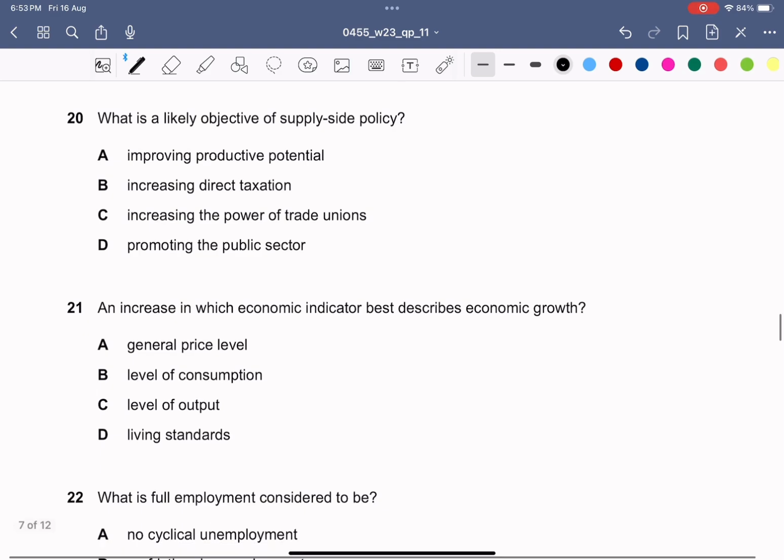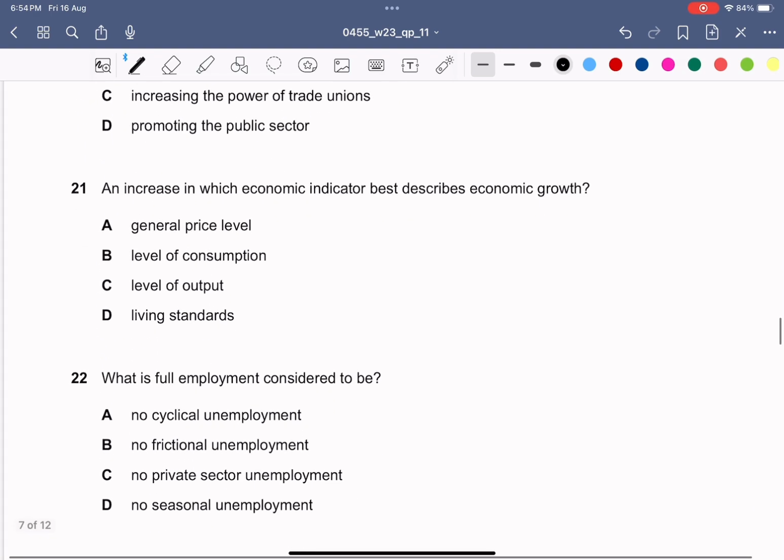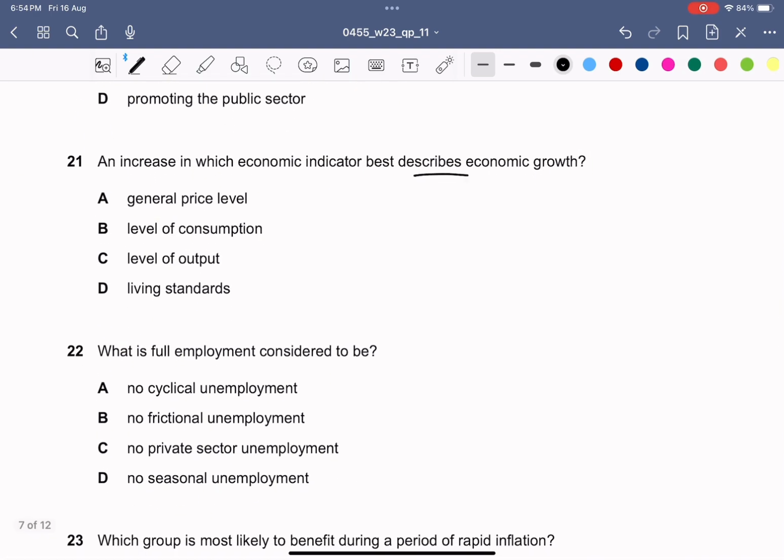20. What is the likely objective of supply-side policy? So supply-side policy is the long-term measures aimed to increase the productive capacity or the productive potential of the economy. So A is the correct one. 21. An increase in which economic indicator best describes economic growth? So economic growth is defined by annual increase in the level of national output. So C is the most relevant.